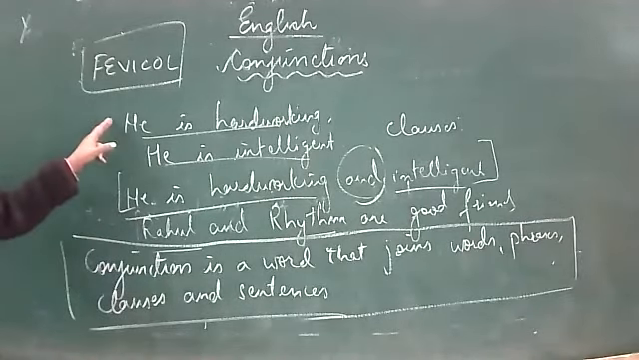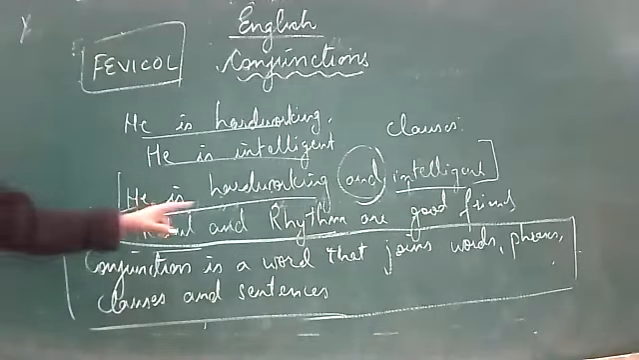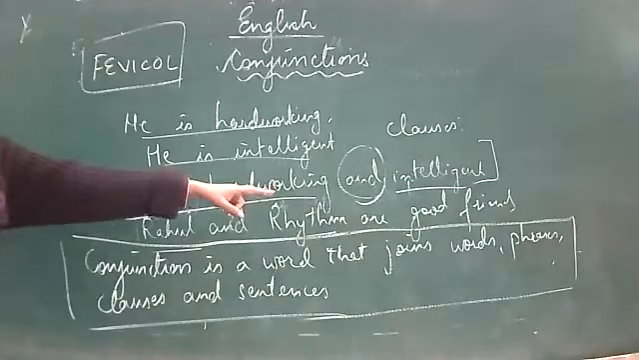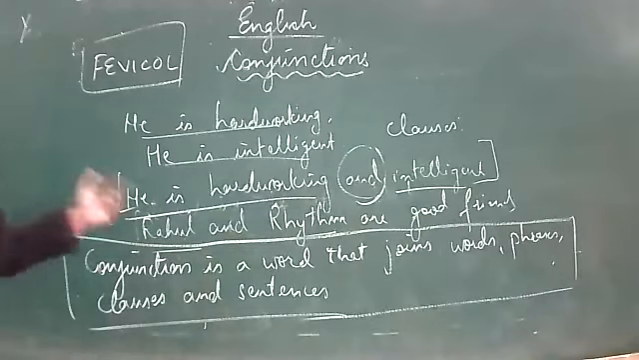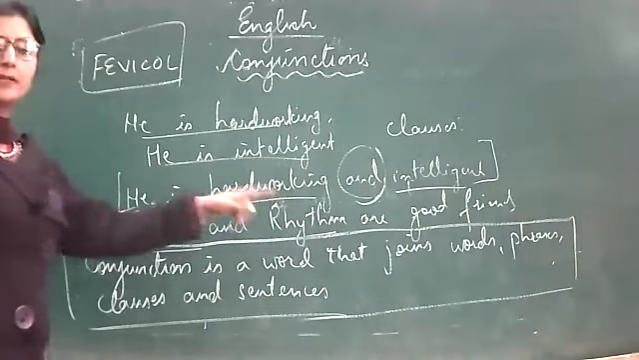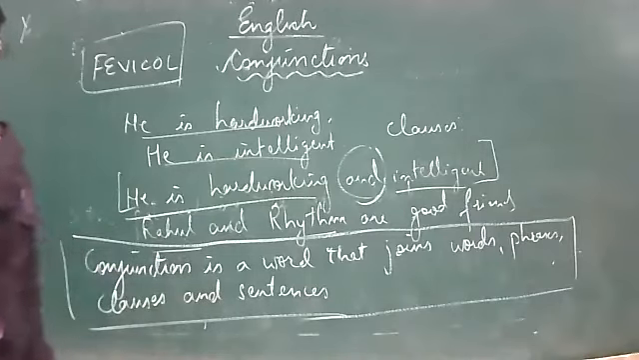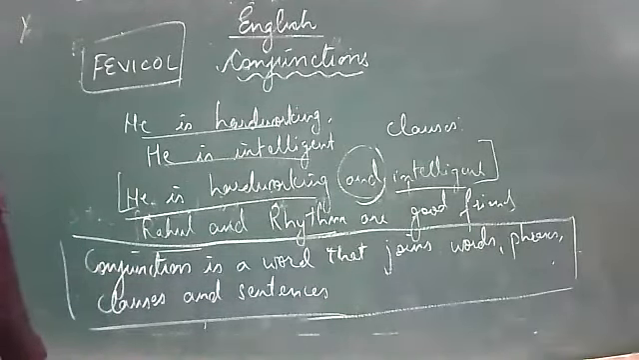Okay, so write down this example. He is hardworking, he is intelligent. Then you have joined it with and. And what is this and? This is a conjunction. This and is a conjunction. Okay, right? For example, Rahul and Pritham are good friends. So what is this? This is called a conjunction. Now clear?